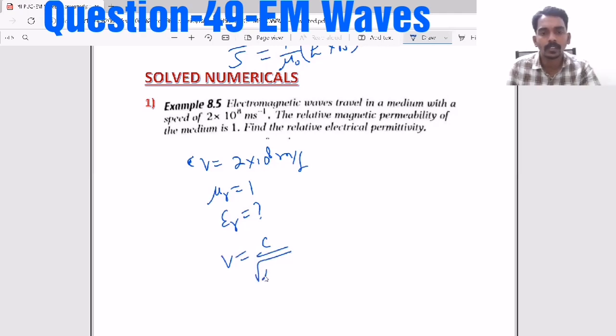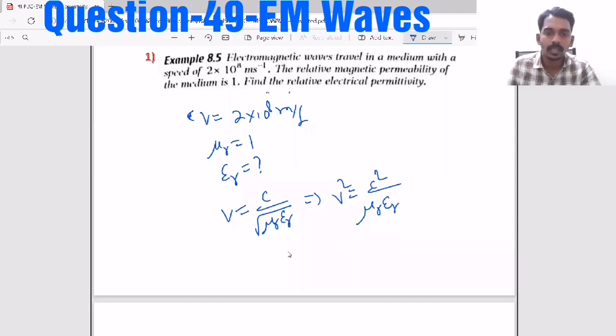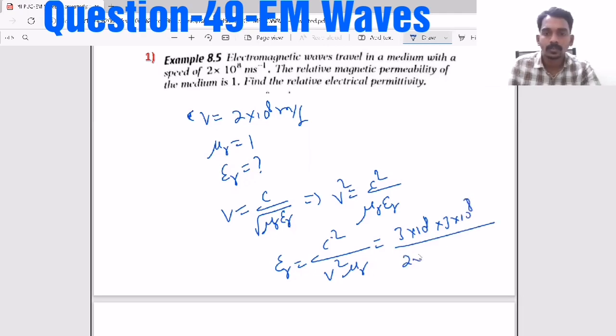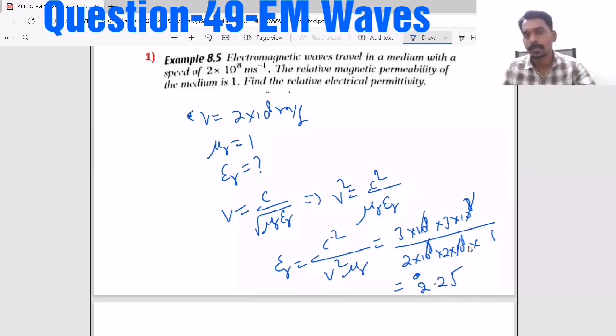Now V equal to C by under root mu r epsilon r, which implies V square equal to C square by mu r epsilon r. Then epsilon r will become C square by V square into mu r. C square means 3 into 10 power 8 whole square, V square means 2 into 10 power 8 whole square, and mu r is 1. Cancel the powers, so 9 by 4, or 2.25, will come. So this way you can solve questions based on the formulas we have seen.